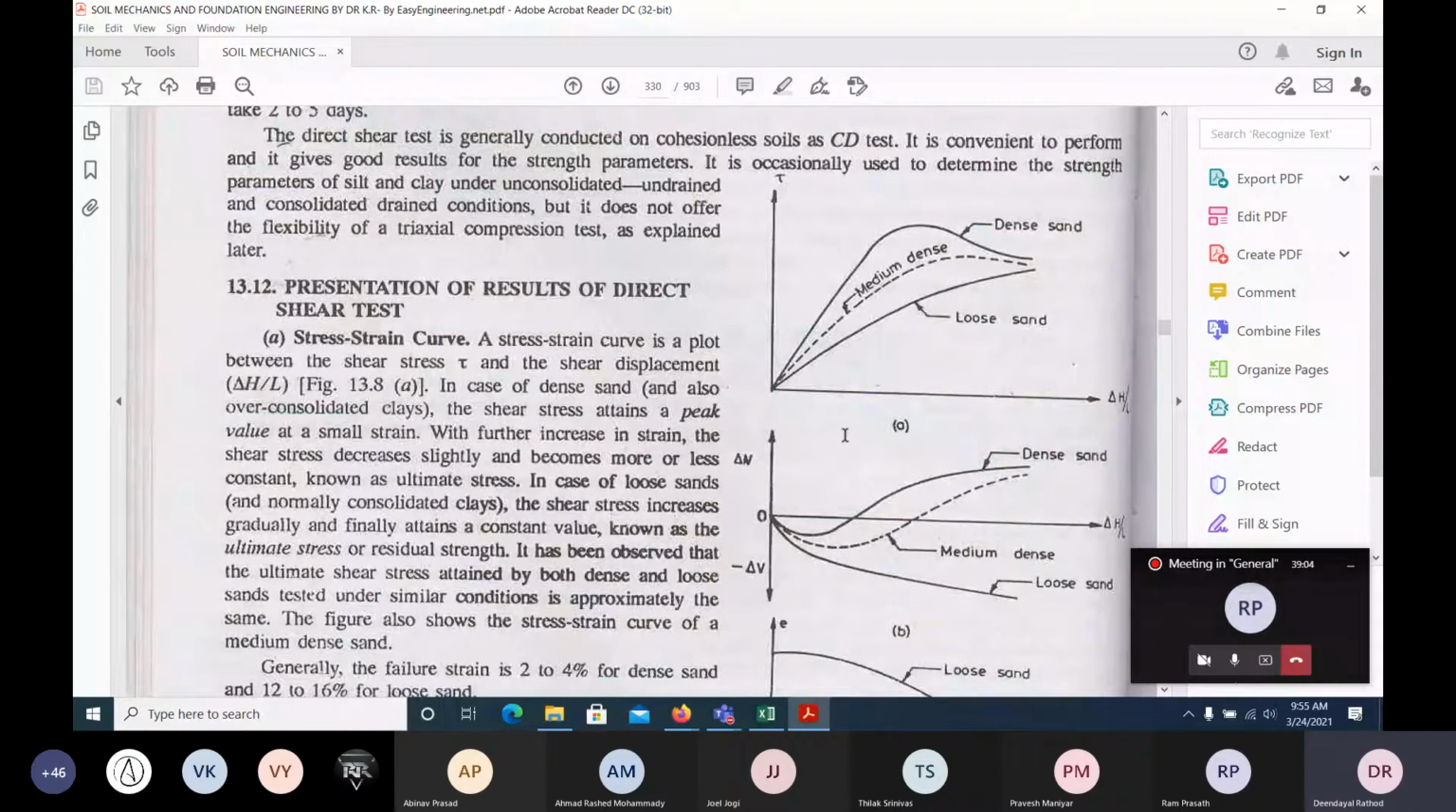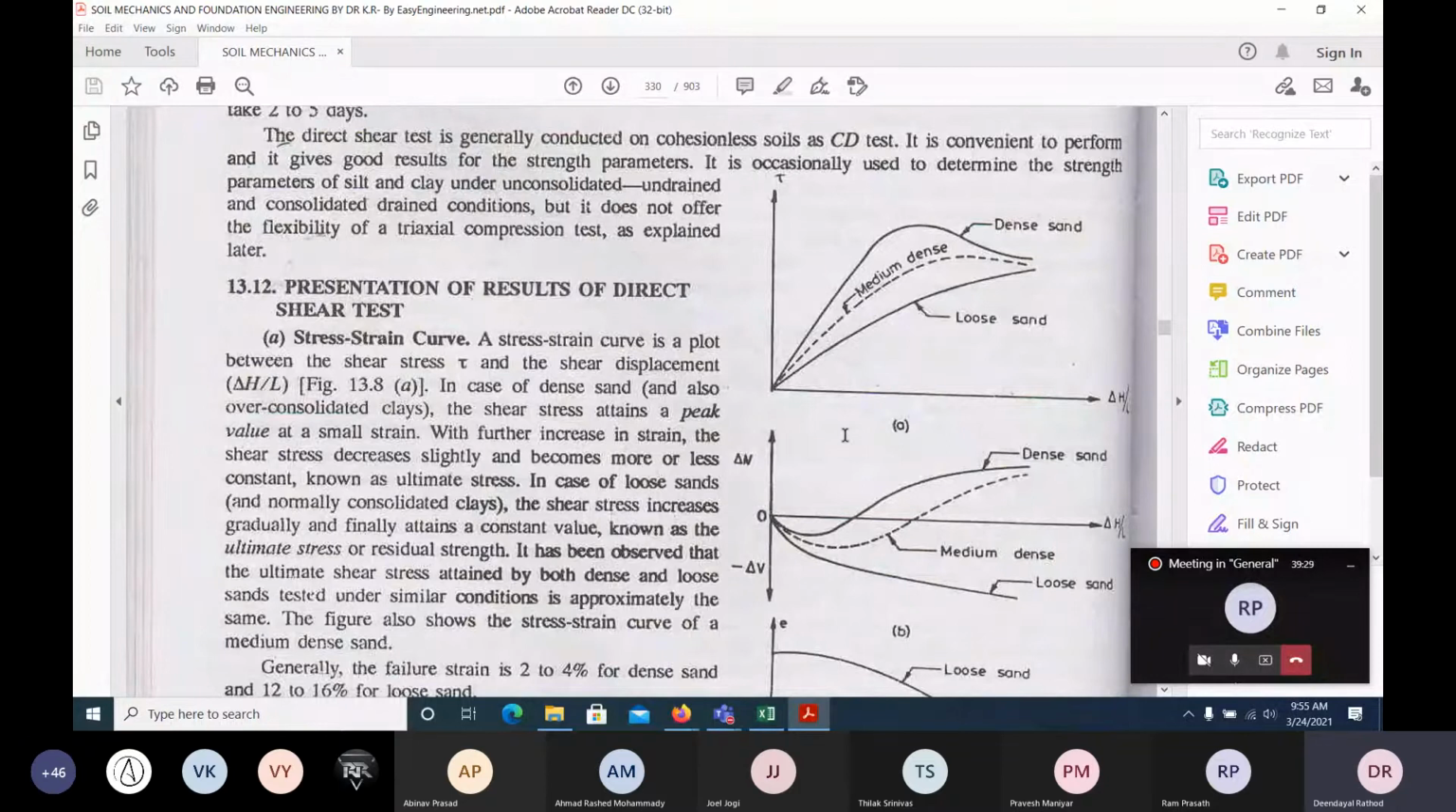Now what we'll do is the presentation of the result of the direct shear test. So what are the results we generally get by using the direct shear test? One is the c and phi parameters, which we got: the intercept, and the angle phi. Again, for different normal stress we can find the shear strength, c plus sigma tan phi. So what are the other things we can calculate?